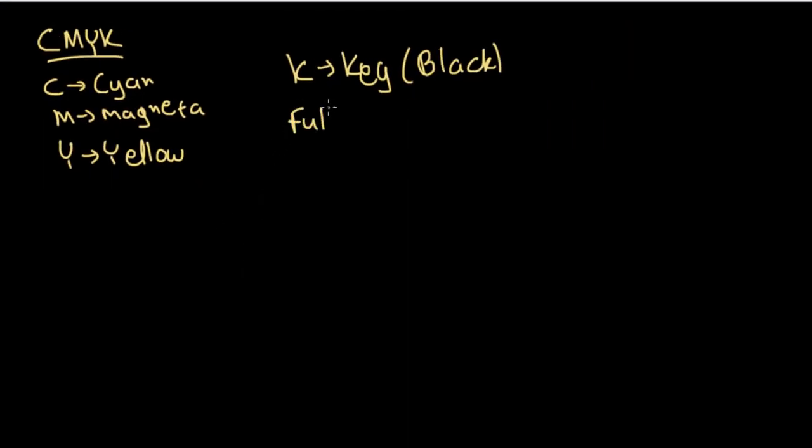So full color basically gives us a dark shade. If each channel has a full color, we get a dark color. Now no color means white, just because nothing is printed on the paper, so we get the white paper as it is.